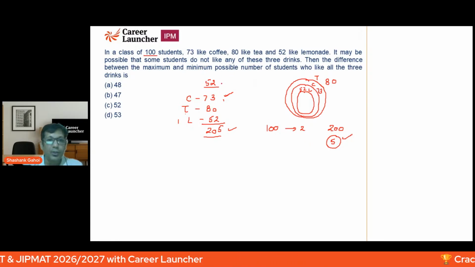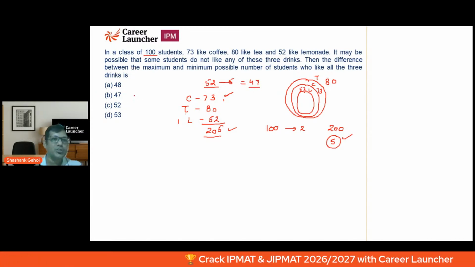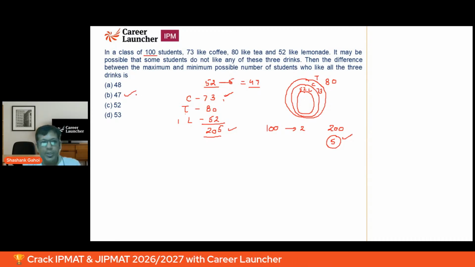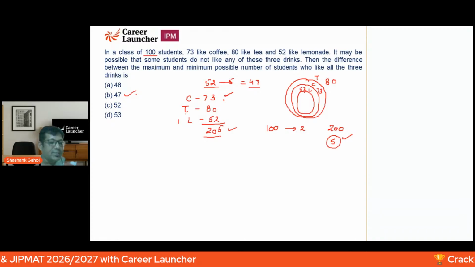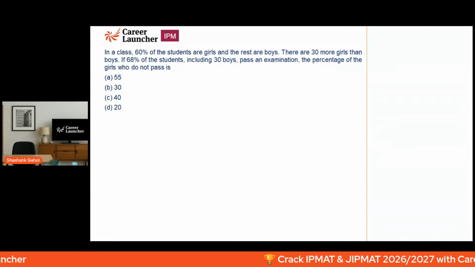What is the maximum value of exactly 3? That's going to be 52. What is the difference? That comes out to be 47. So the answer of this question is going to be 47. Now this approach is generally taught in our classes, and this approach is called chocolate distribution. Okay. Now let's move on to the next one.